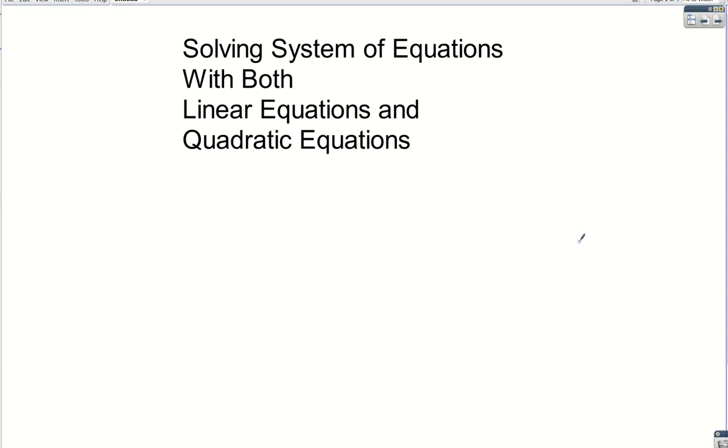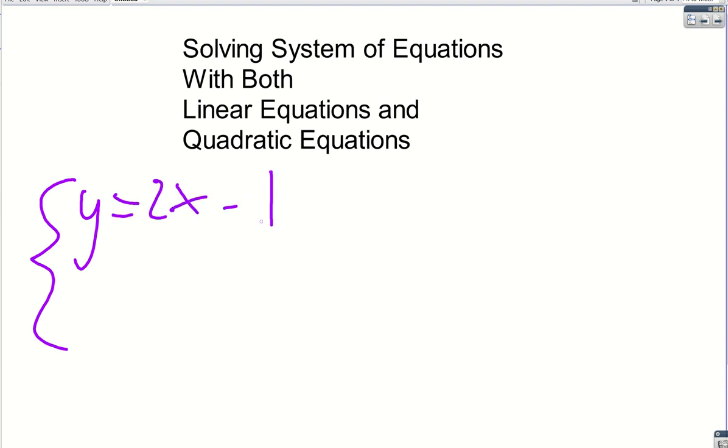Today we're going to be doing solving systems of equations, and just a reminder, a system of equations just means that I'm going to give you a bracket with a list of equations. So it might be like y equals 2x minus 1. It might say f of x is equal to 3, things like that.